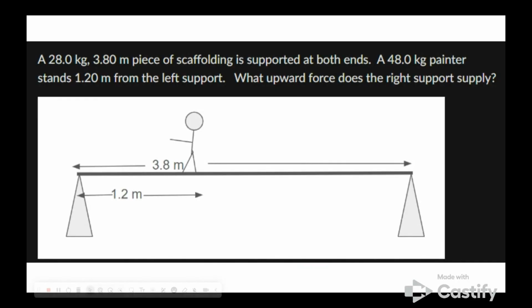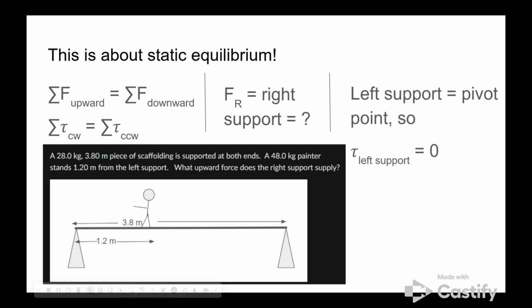Okay, so the problem I chose: a 28 kilogram, 3.8 meter piece of scaffolding is supported at both ends. A 48 kilogram painter stands 1.2 meters from the left support. What upward force does the right support supply? So here we have the diagram.